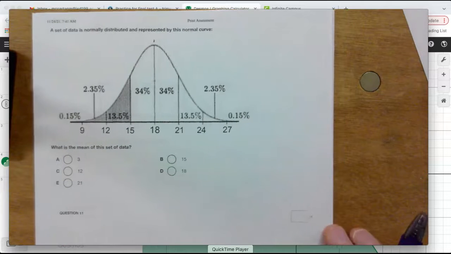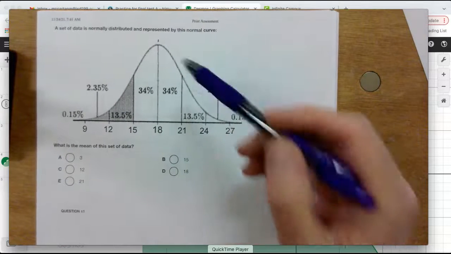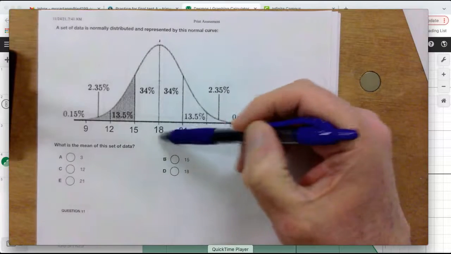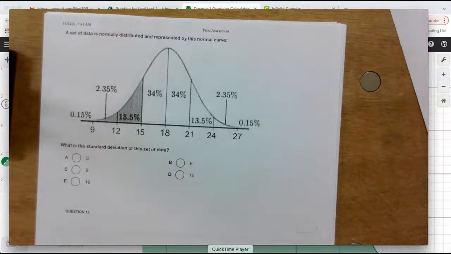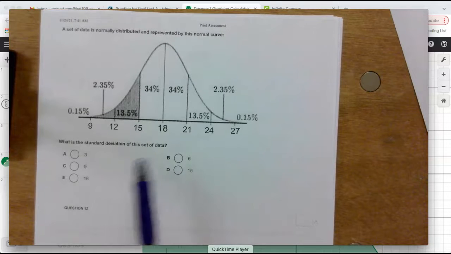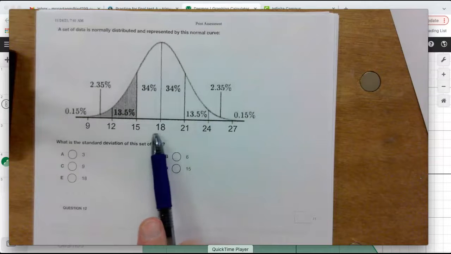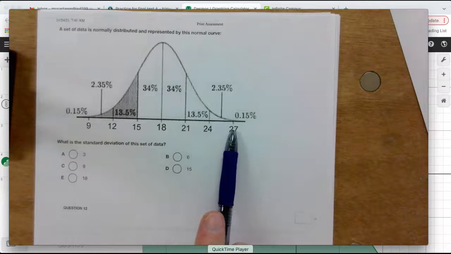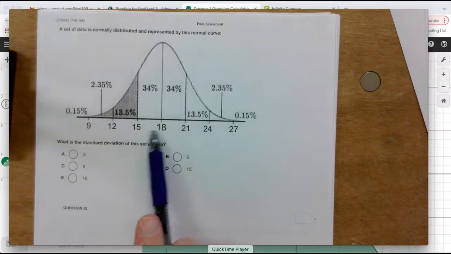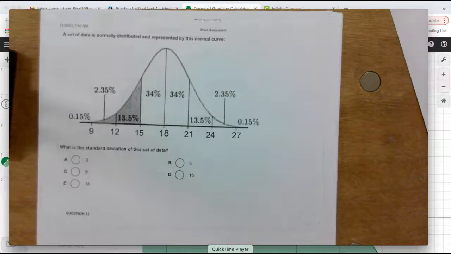Guys, you're going to get a graph like this. It's a normal distribution. The mean is right in the middle. Just come right down here, 18. It says it right there. Standard deviation is the difference, again, between the numbers. It's the distance. 3, right? 24 to 27, 3. Or down here, 18 to 15, 3. 15 to 12, 3, okay? That's the standard deviation.